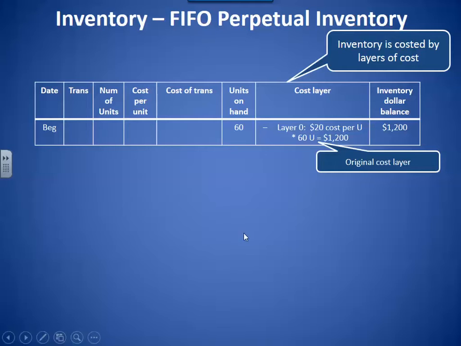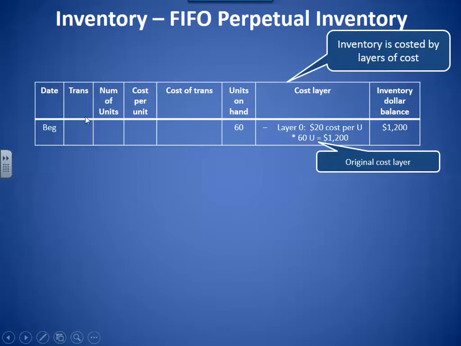We basically have this card that includes the date, the transaction type, the number of units involved, the cost per unit, the cost of a transaction, the number of units we have on hand, and this concept we call a cost layer, which we'll get into as we go along, and the inventory dollar balance. That's the amount of value in our inventory account.